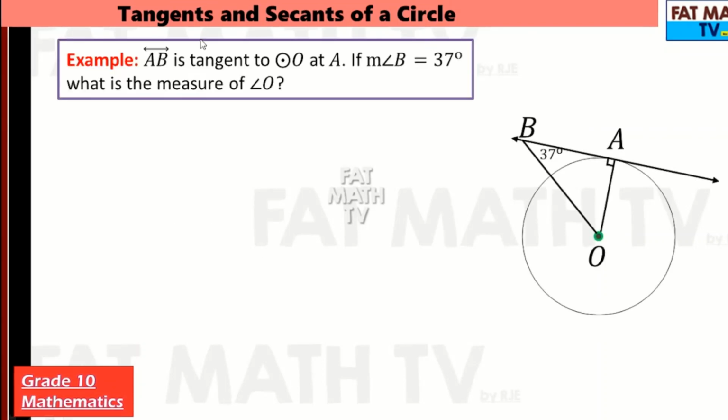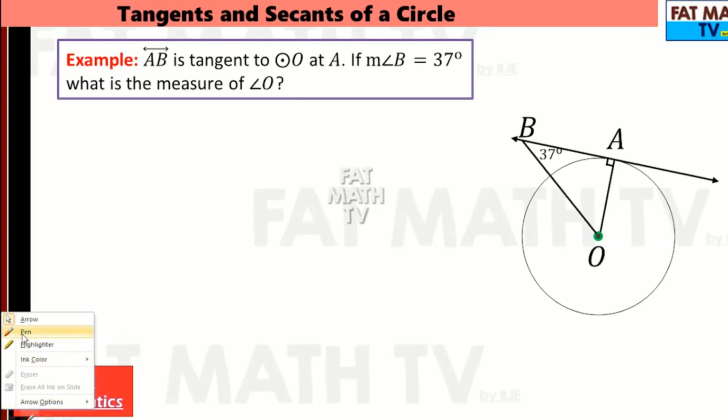Another example, line AB is tangent to circle O. If the measure of angle B is 37 degrees, what is the measure of angle O? The theorem states that if this line AB is tangent, then it will form a right angle here. It's perpendicular to this radius. So we have 37 here, and we are asked for angle O. Angle B and angle O are the acute angles of this right triangle AOB here.